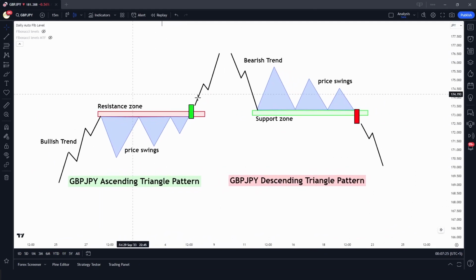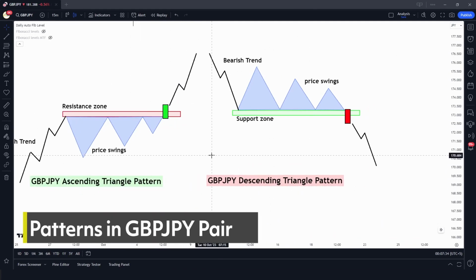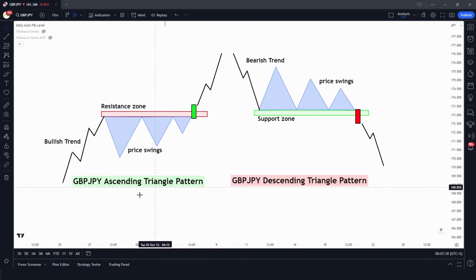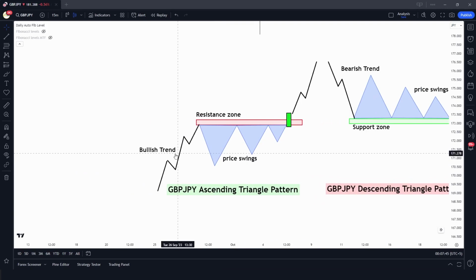So in my experience, in GBPJPY, I have seen the formation of these two patterns time and time again, and above 90% of the time they are correct. So these patterns are, first, the ascending triangle pattern, then the second one is the descending triangle pattern. Now let's talk about them a little bit in detail.